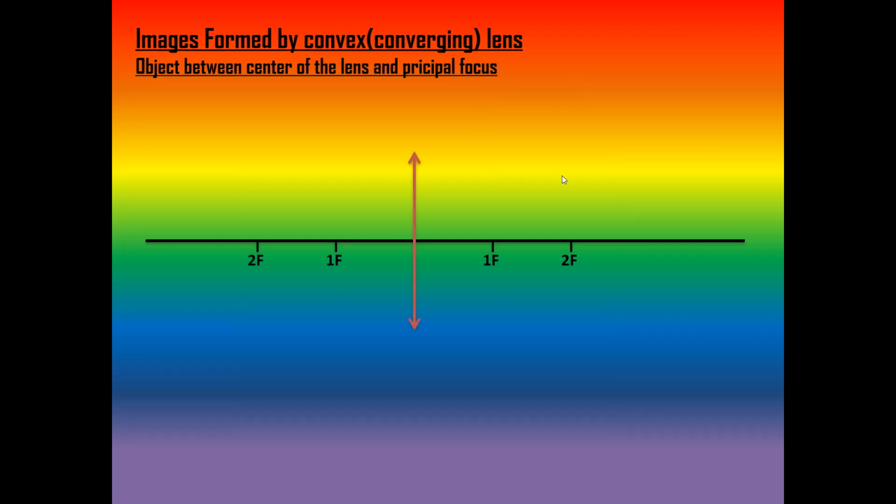Then, the image formed by a convex lens. For example, if the object is between the center of the lens and the principal focus. So first, what happens? O represents the position of the object here. A parallel light ray, where will it pass through? If a light ray is parallel, it will pass through the focus. You can see it is passing through the focus. A second light ray, through the center of the lens, will pass straight.